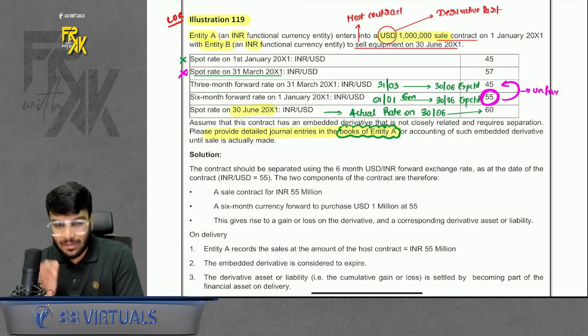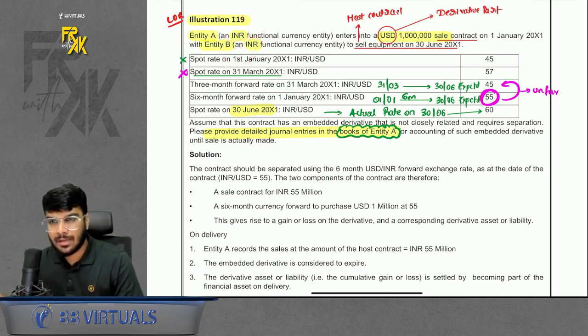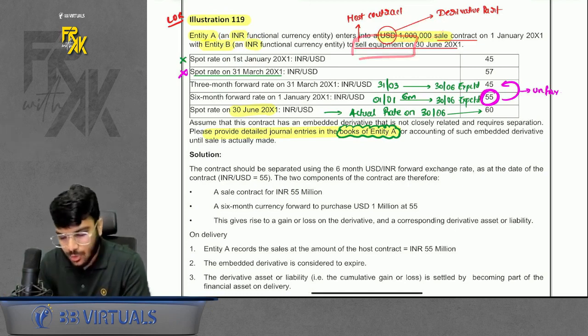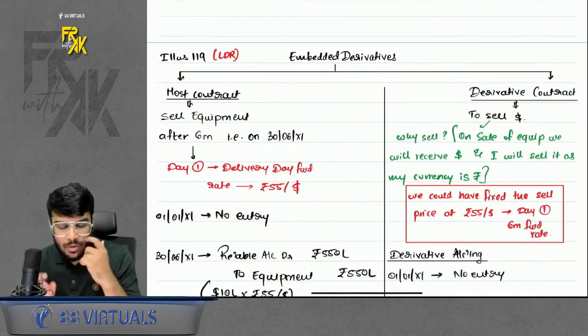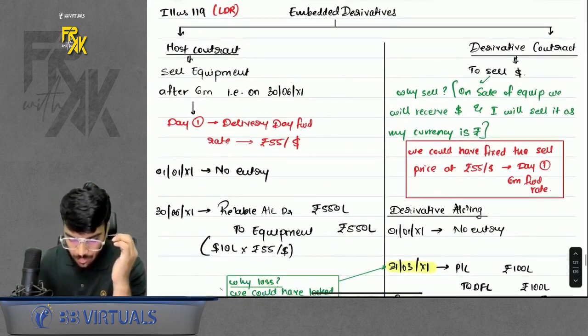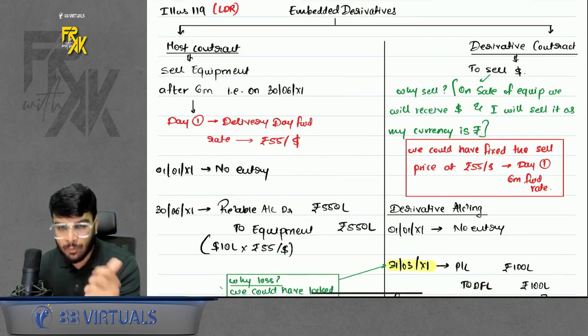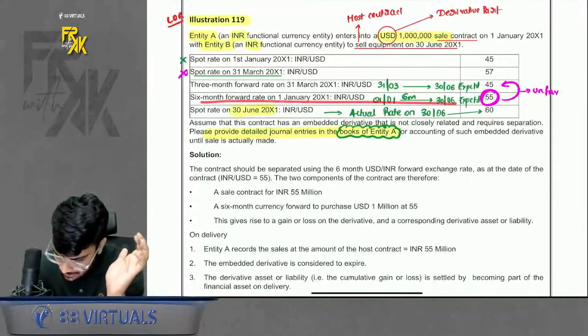Third currency does not mean a third currency literally. It means that it is neither his currency nor his currency. So a third currency is involved, right? So in this case, we are selling equipment. So the host contract and the derivative contract will be done. Because the currency is different, they are not closely related. Account for it separately. Okay, so the host contract is to sell equipment. When to record it? After 6 months. And at what value to record it? At day one's forward rate. So day one's forward rate is 55.